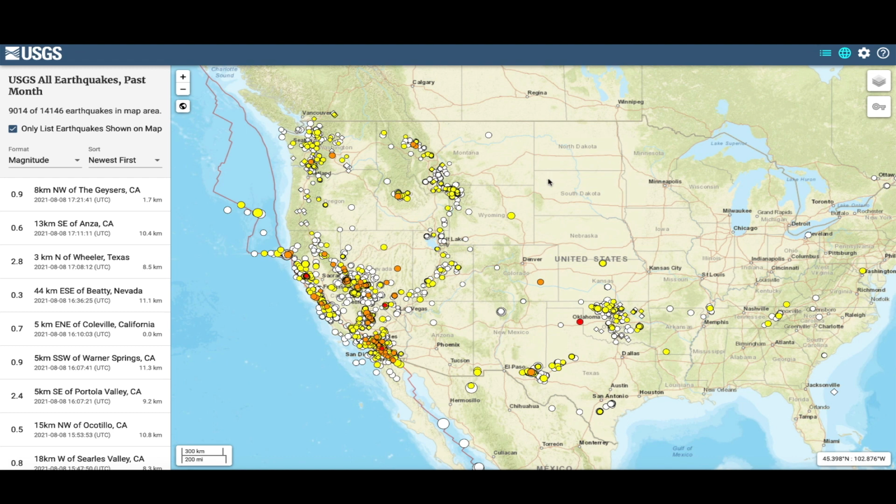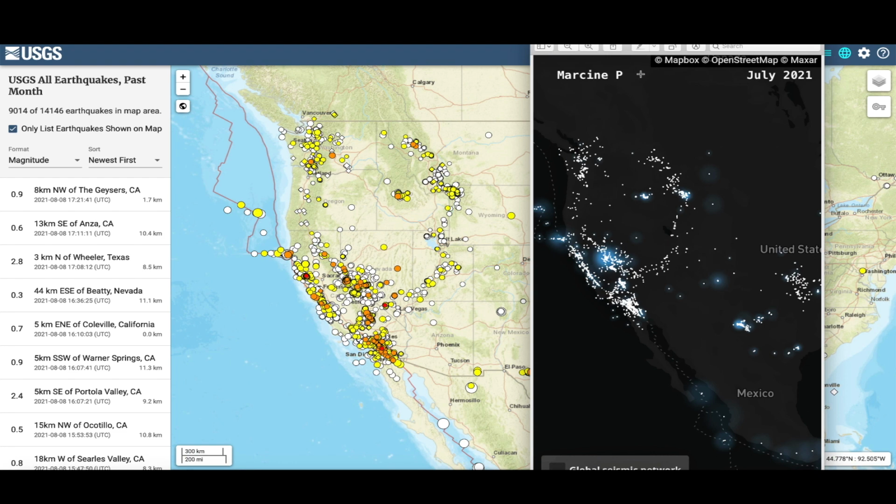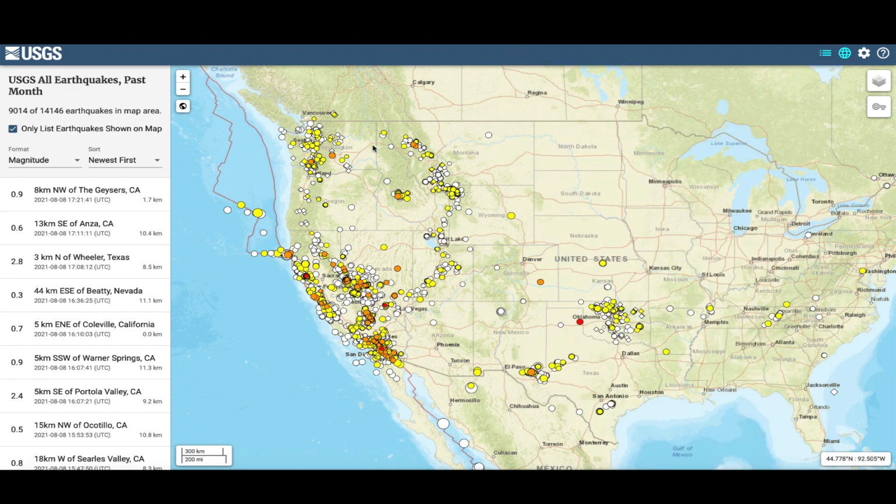I want to show you guys now a really weird observation, and this was shared with me by a young lady by the name of Marcine P., who happened to notice the earthquakes starting to form a big oval or like a large circle out here in the western United States. That's what we're looking at here at the USGS map. These are the last 30 days, and you can see an obvious pattern here. Very large, what looks like a elongated circle.